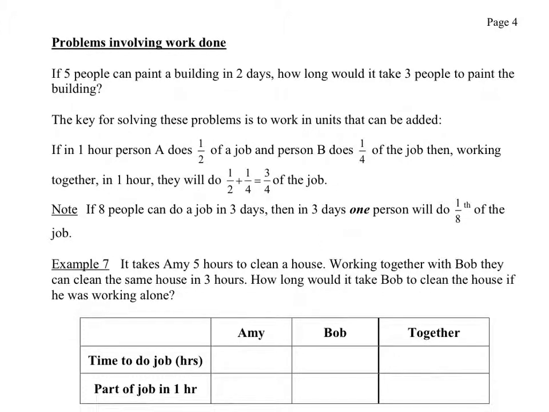And the key thing is to work in terms of what fraction of the job each person could do in a specified time period. For example, if in an hour person A does 1/2 of the job and person B does 1/4 of the job, then altogether in 1 hour they will do 3/4 of the job. A quarter plus a half plus a quarter is 3/4. Now just notice that if 8 people can do a job in 3 days, then in 3 days one person will do 1/8 of the job.